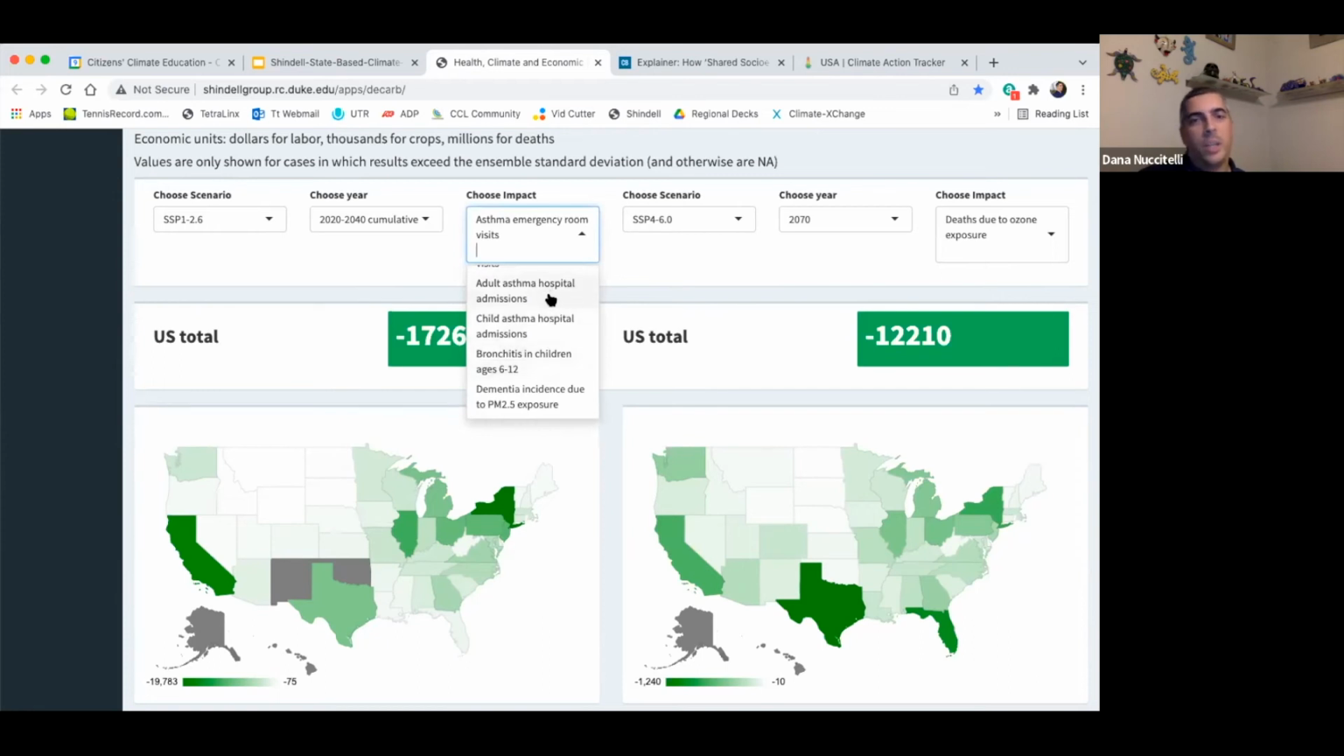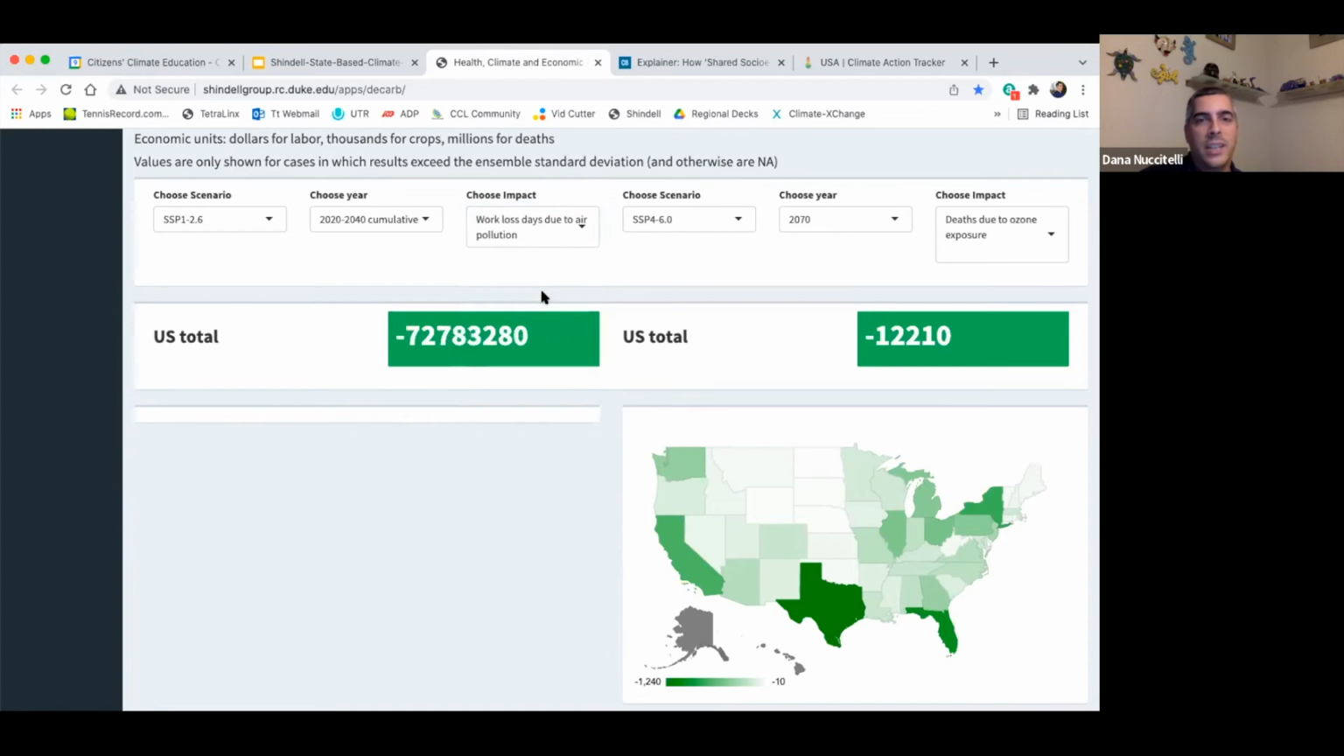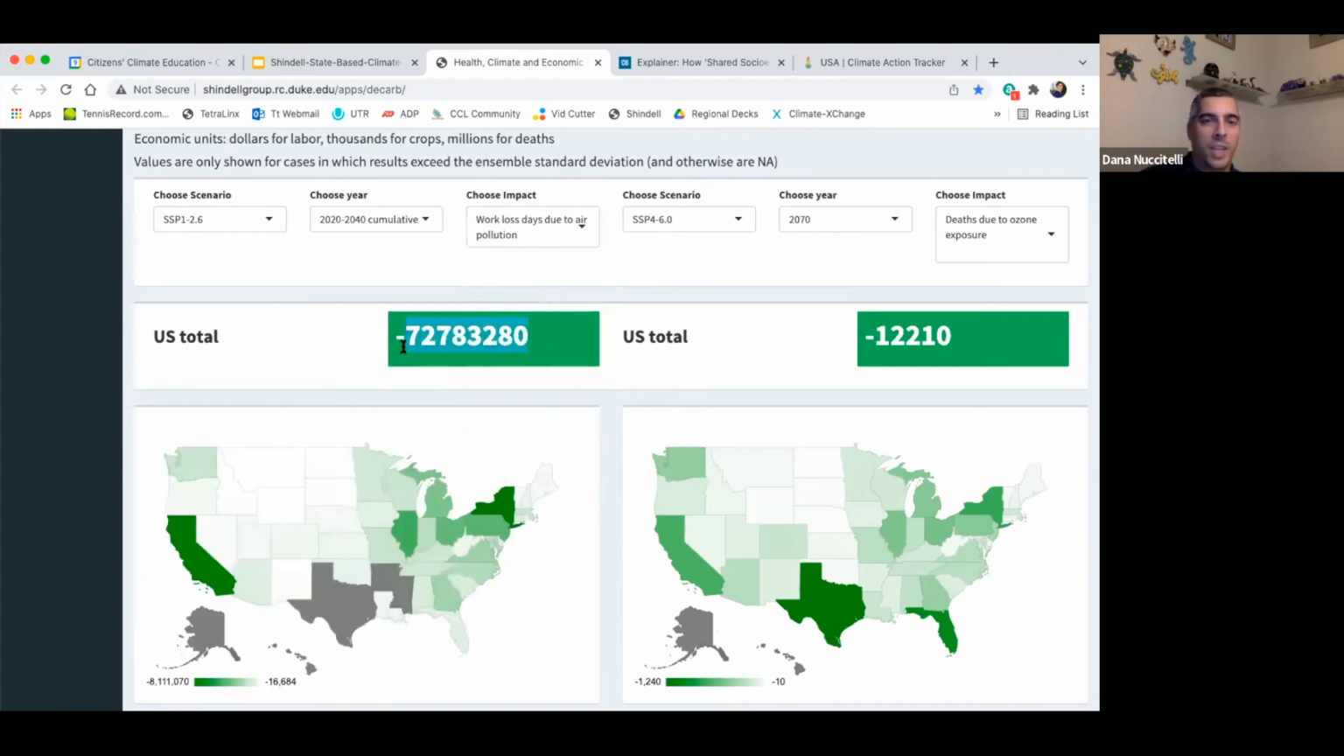So there's a lot of good ones. If you want to look specifically at child asthma hospital admissions, how many of those you're avoiding, you can look at that one. Again, one I use is dementia, because those tend to be big numbers. We're avoiding a lot of cases of dementia by phasing out this fossil fuel air pollution. So I tend to use that one just because it's a nice big number and it makes a good case for the immediate benefits of climate policies. Work lost days is another big one. You can see there's a big number for the number of lost work days that we're avoiding by phasing out this pollution.